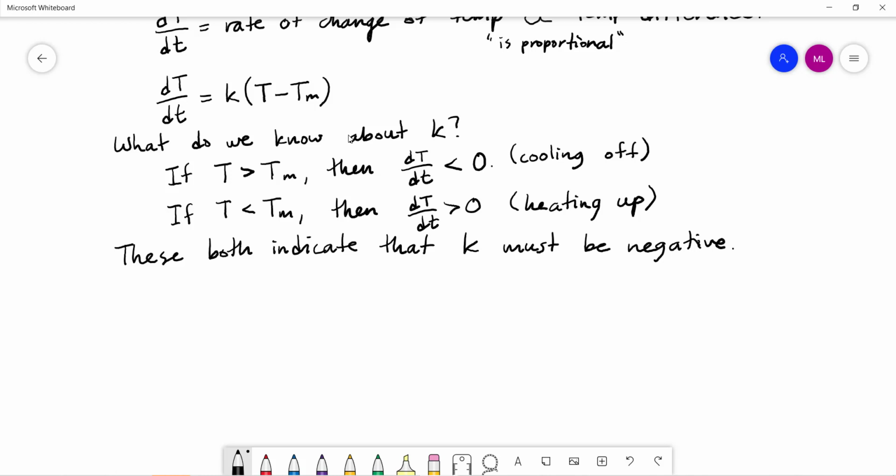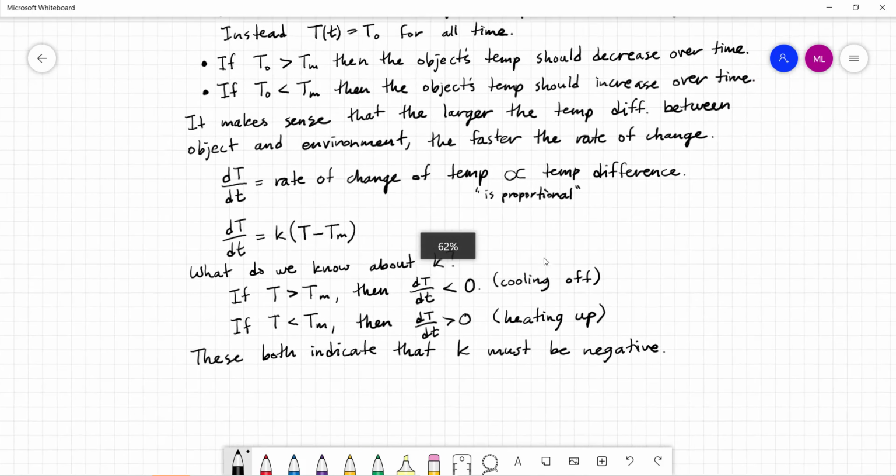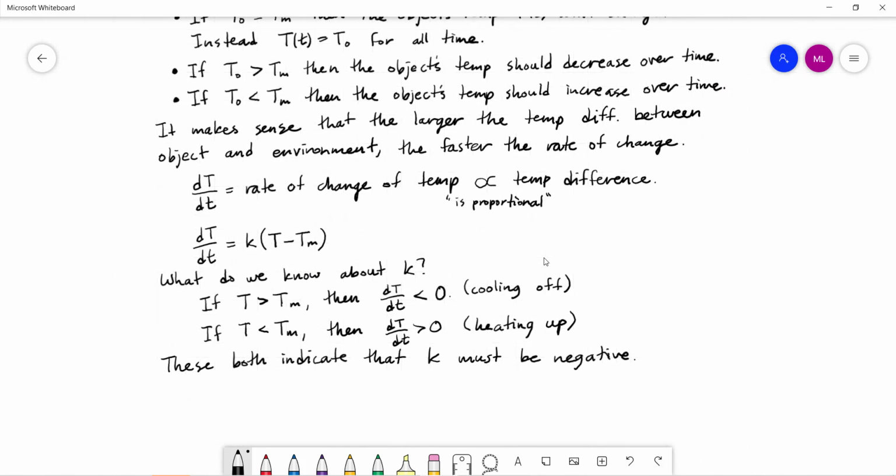Okay, the last thing I want to mention. So we know that k is negative, but now I want to think about a few other things. One last thing.